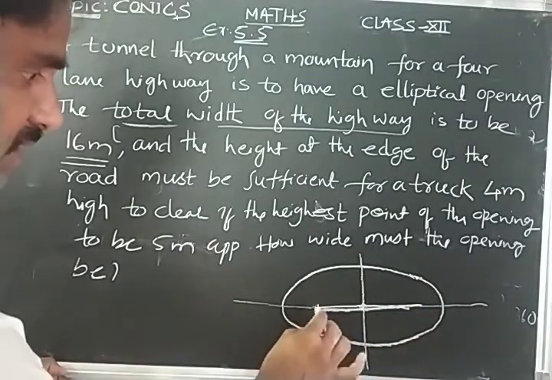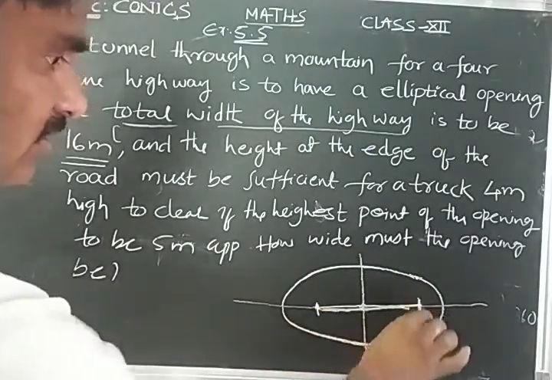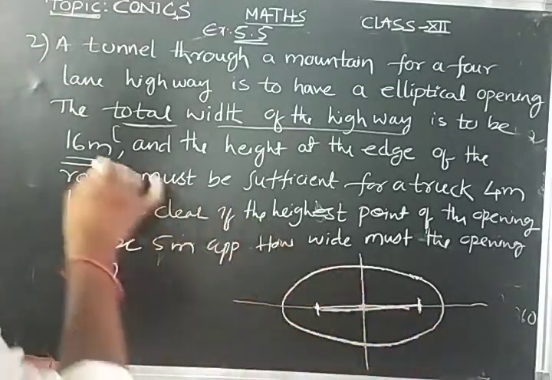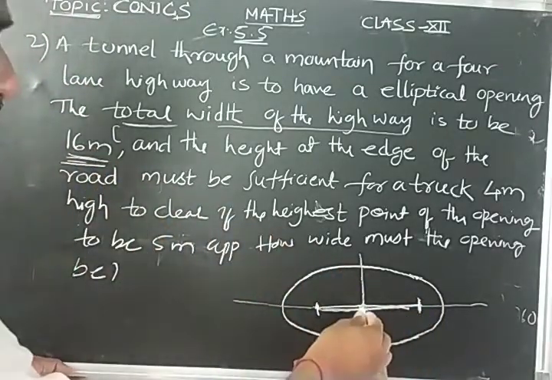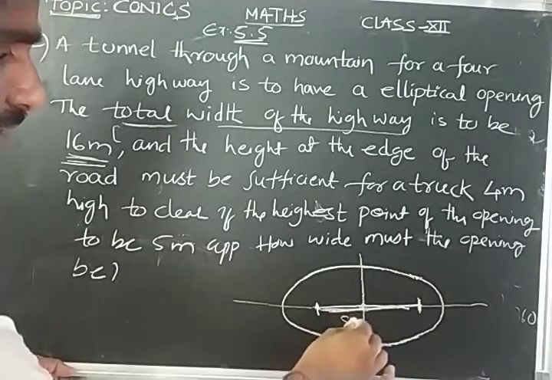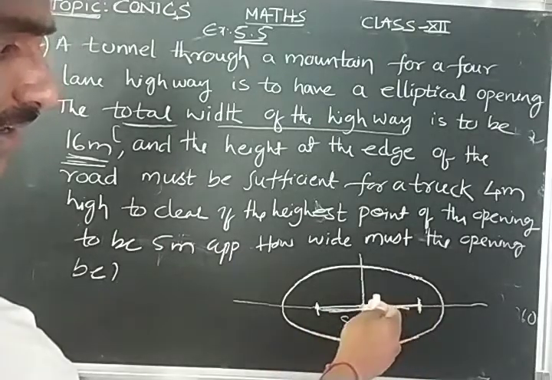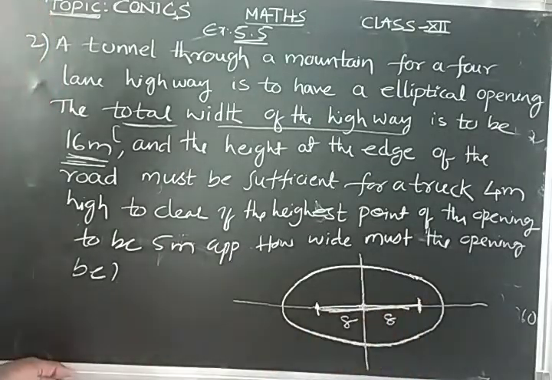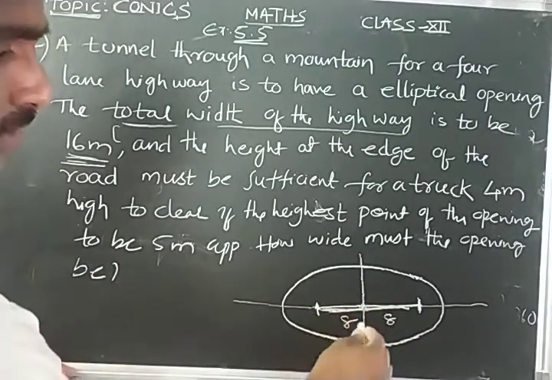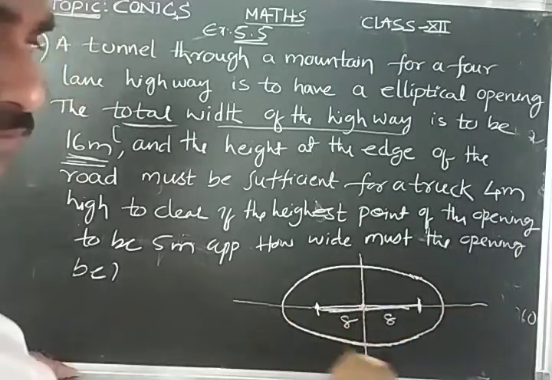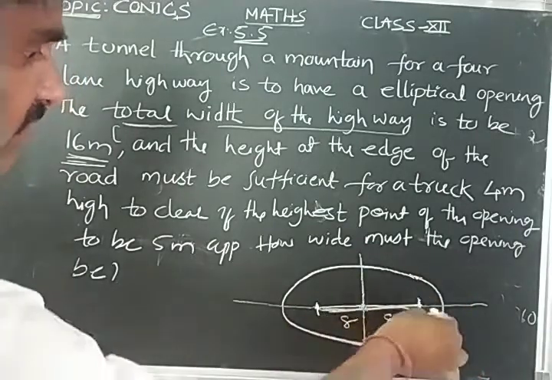Now this is the width of the road, given as 16 meters. 16 meters means on this side I am taking 8 meters, and on the right hand side 8 meters, left hand side 8 meters. I will consider this as the center of the road, and it is the center of the ellipse also. So this is the width of the road.